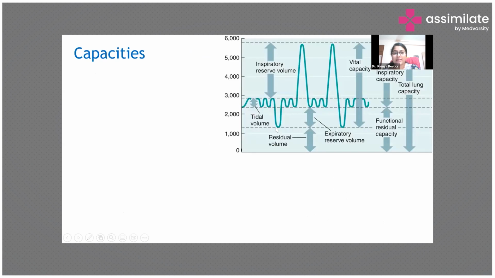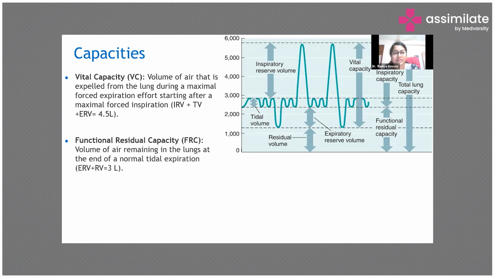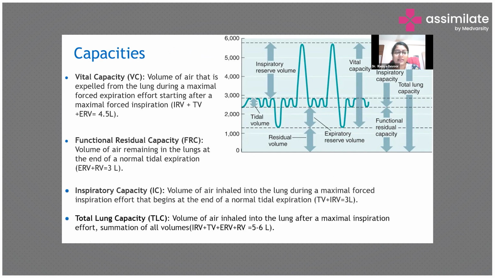So when we look at the capacities, we have the vital capacity. Basically, vital capacity is tidal volume plus IRV plus ERV, which comes up to around 4.5 liters. We also have the functional residual capacity, which is whatever is left behind in the lungs post normal expiration, which is expiratory reserve volume plus the residual volume. This comes up to around 3 liters.